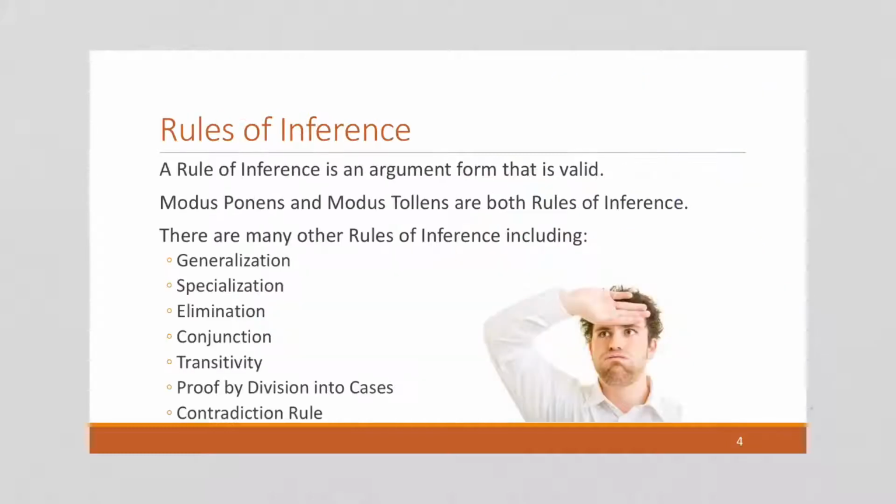It turns out there's a whole bunch of these rules of inference. A rule of inference is an argument form that's valid, and we've already seen modus ponens and modus tollens, which are the two most famous rules of inference, but there's a whole bunch. I'm not going to get into what all of these are at the moment. We're going to look at them on the next slide.